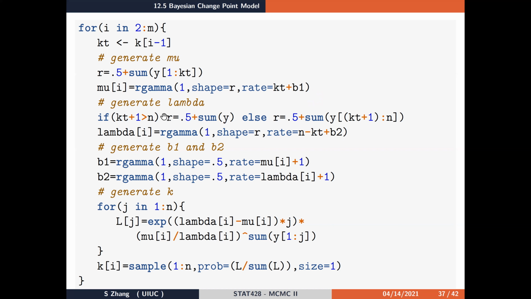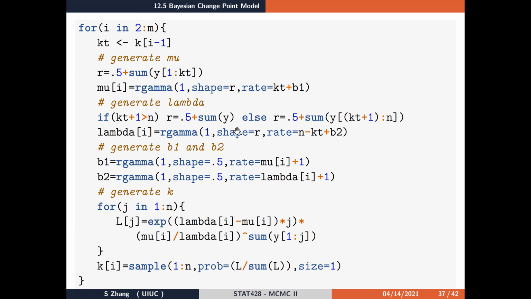First, we will calculate the shape parameter for lambda. Given the other parameters' current values and the observed data, we know that the shape for the lambda gamma distribution will be equal to 0.5 plus the sum of all of the y's if kt plus 1 is larger than the total number of time points. In other words, if there's no change point, so if the change point is the last point, it means that there's no change. Then we'll set r equal to 0.5 plus the sum of y's.